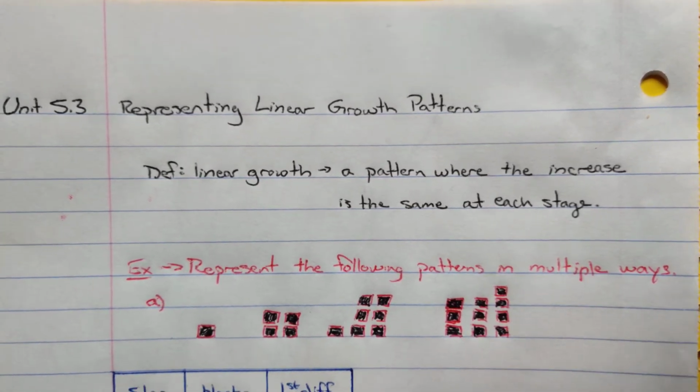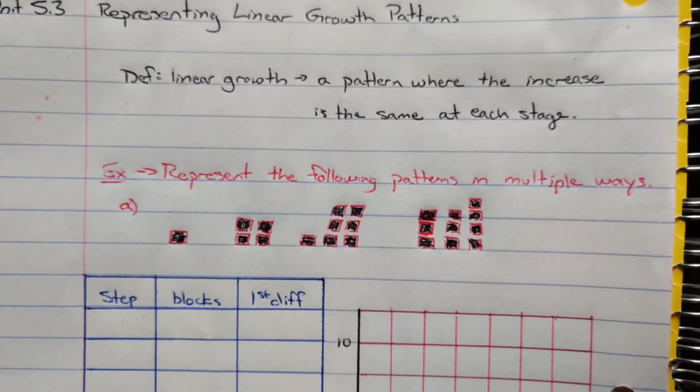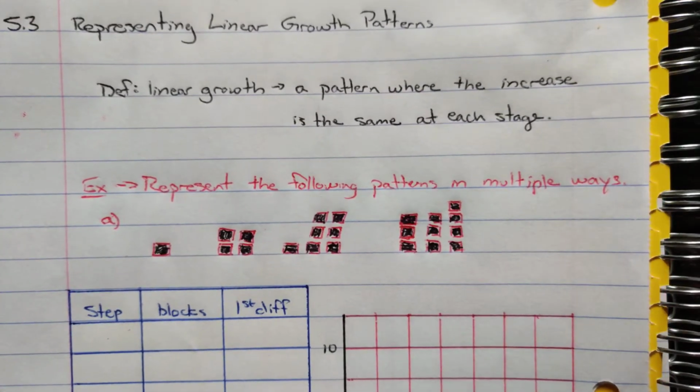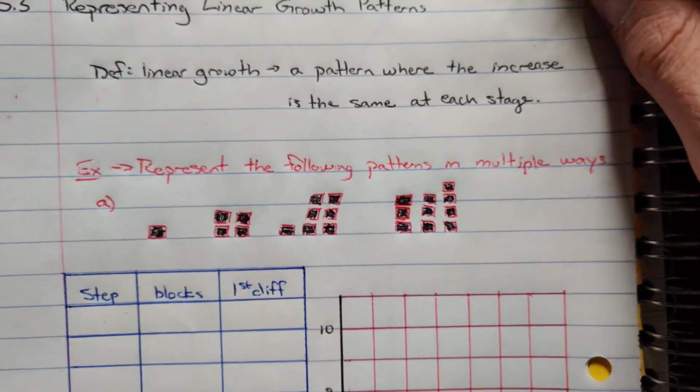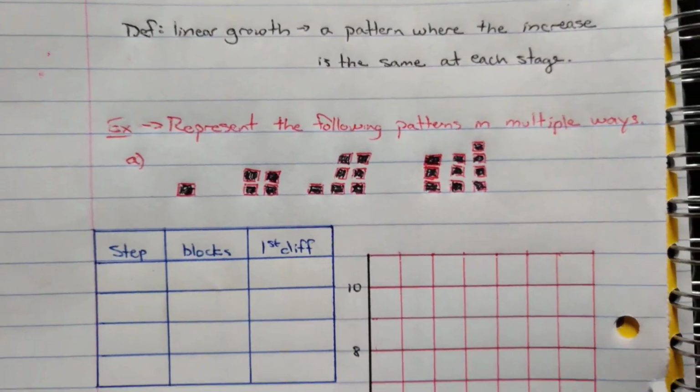As a simple example, we want to represent the following patterns in multiple ways. The first set, in question A, has 1 square, 4 squares, 7 squares, and 10 squares. We want to work our way through these and model this. Now, we can do this with a table.